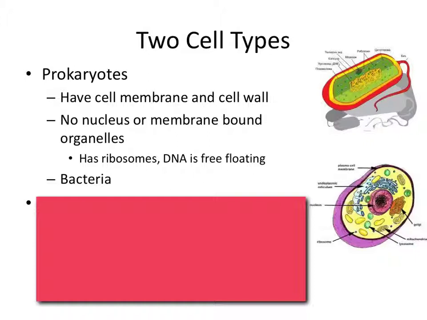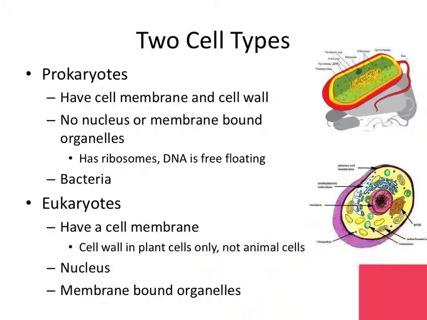And we compare that, for example, to the other type of cell, a eukaryote or a eukaryotic cell. These guys have a cell membrane. They all have a cell membrane. Cell wall in plants only, though, not in animal cells. So animal cells, just a cell membrane. Plant cells have a cell membrane and a cell wall.